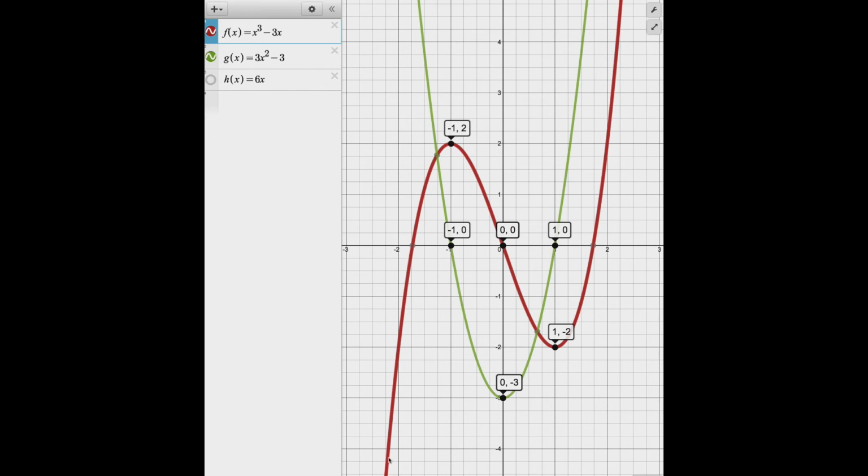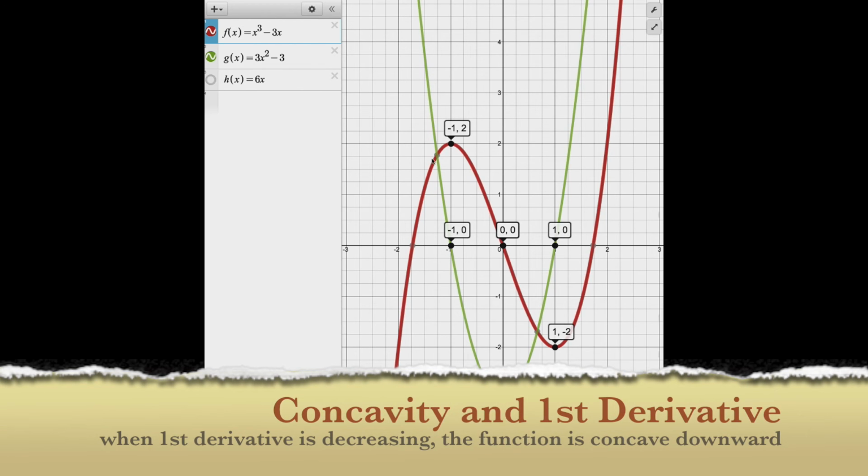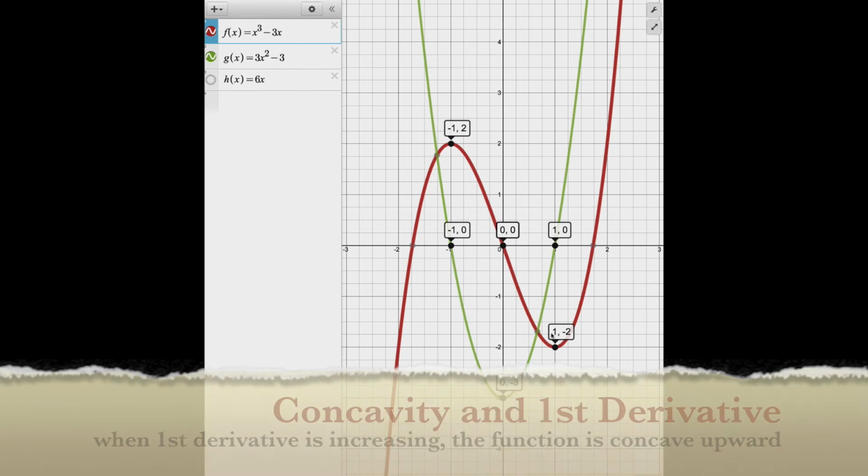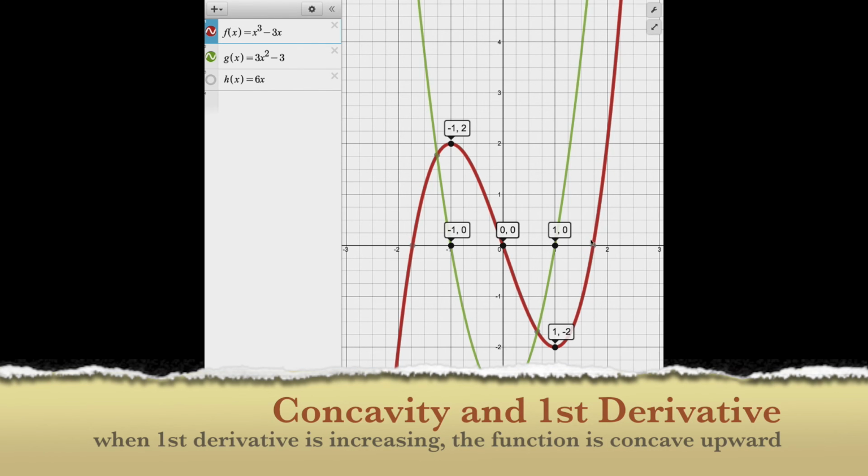Also, a great thing that it shows is this first part right here, where x is less than 0, is concave down. As you can see, the first derivative is decreasing, decreasing, decreasing, to represent where the original function is concave down. All of a sudden it hits 0 right here, and then it starts to increase. As you can see, once it starts increasing, the original function becomes concave up.